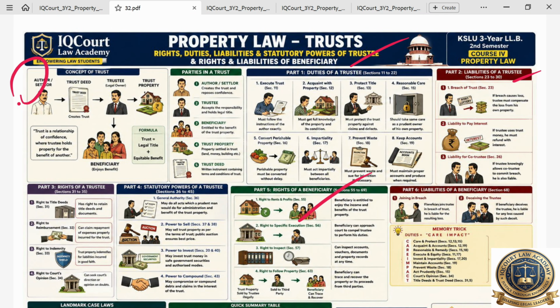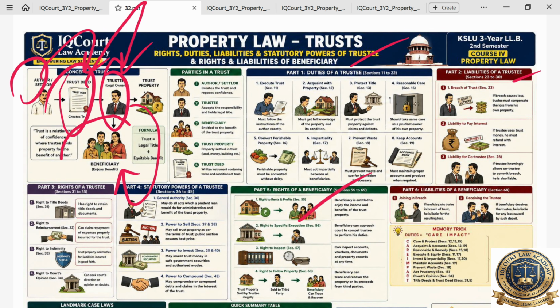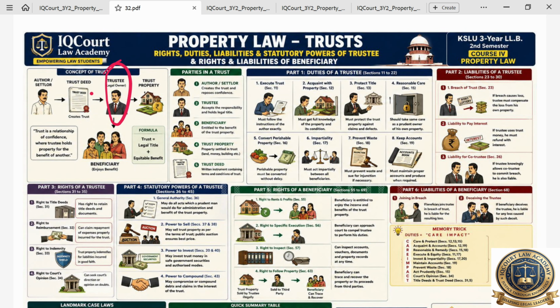He is the author creating that trust, and the trust deed we call it. Then he will give it to the trustee for the benefit of the beneficiaries. See, he will work like an agent. He works as per the instruction of the author, and whatever he is told, according to that, he will give the benefit to the beneficiaries.